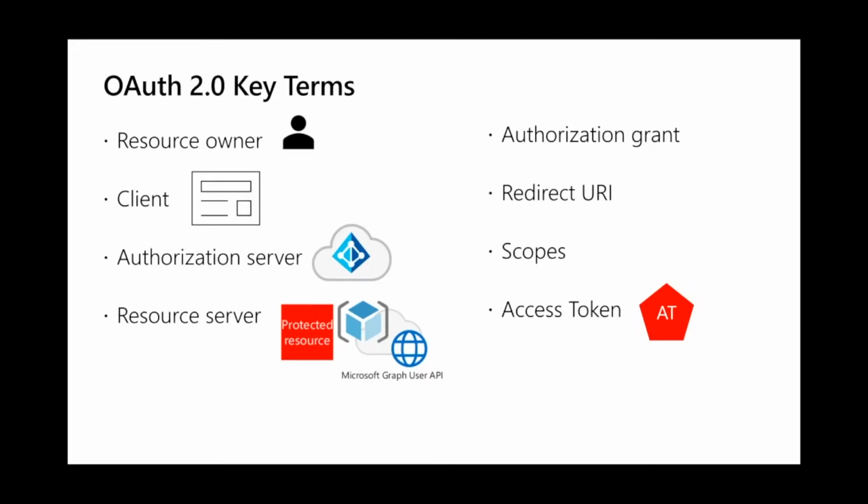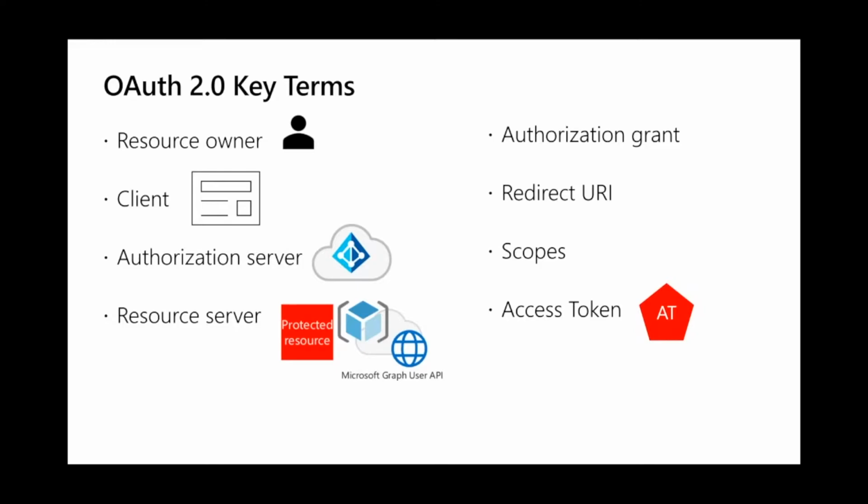The redirect URI, or reply URL, is the location that the authorization server will send the user to once the app has been successfully authorized and granted an authorization code or access token. Defining the redirect URI is part of the application registration process.